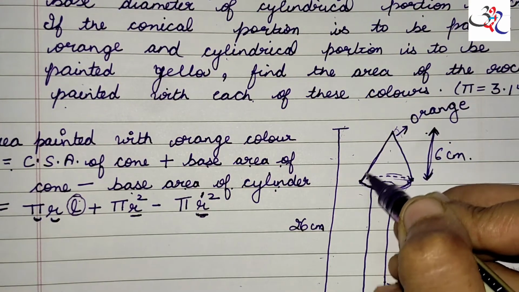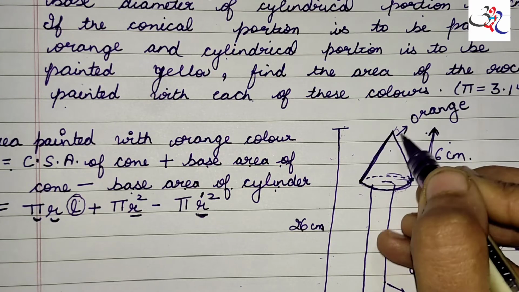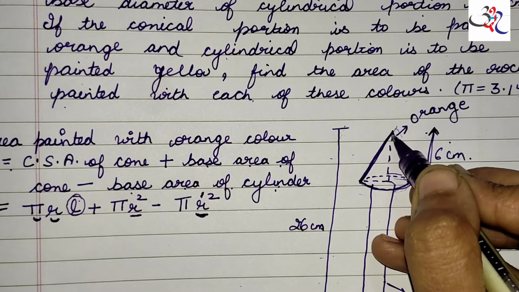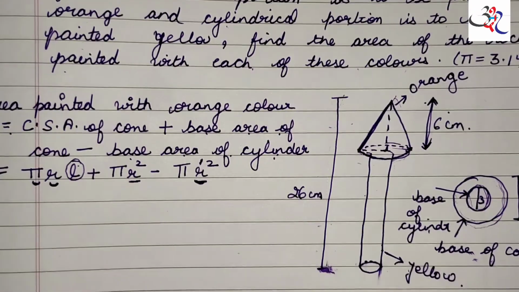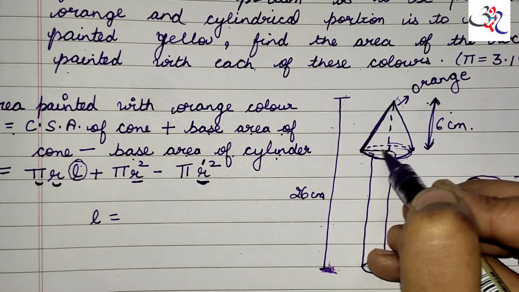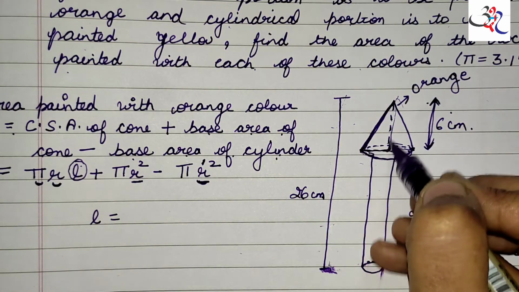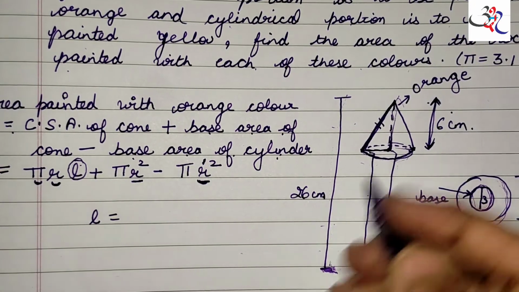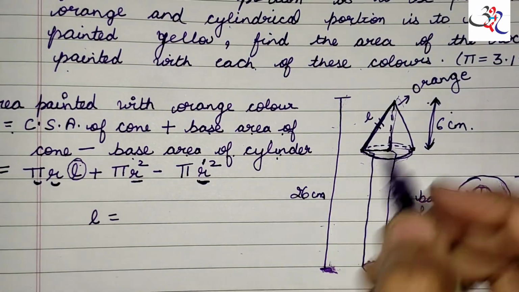This slant height, I do not know what this slant height of the cone is. So we will first find out this slant height. How can we find it? You know that this is a right angle triangle, so in this right angle triangle we can use the Pythagoras theorem.